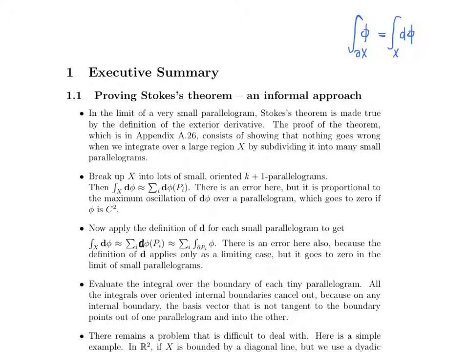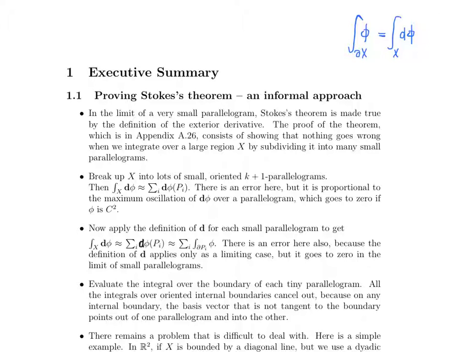And of course, there's an error there also, because the definition of the derivative applies only as a limiting case, but it does go to 0, so this is technically an approximation until we take a limit. It goes to 0 in the limit of small parallelograms. Now, when we actually evaluate this integral over the boundary of each of these tiny parallelograms, all the integrals over the internal boundaries cancel out.